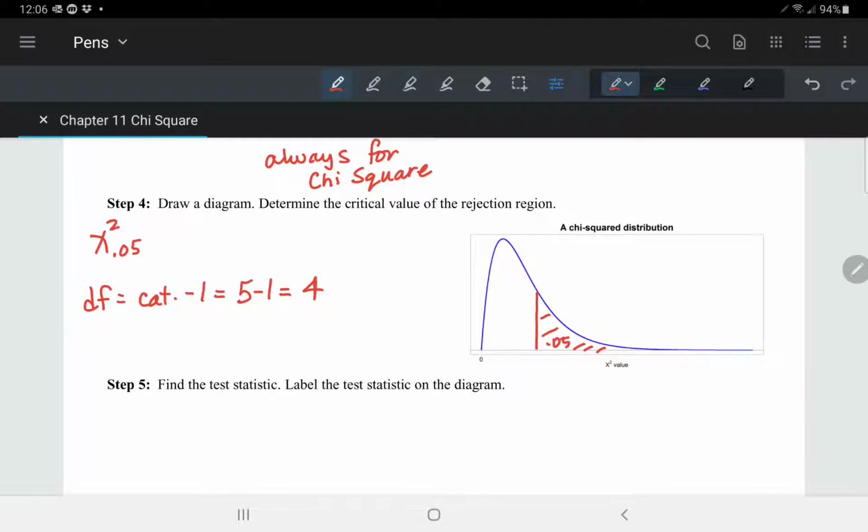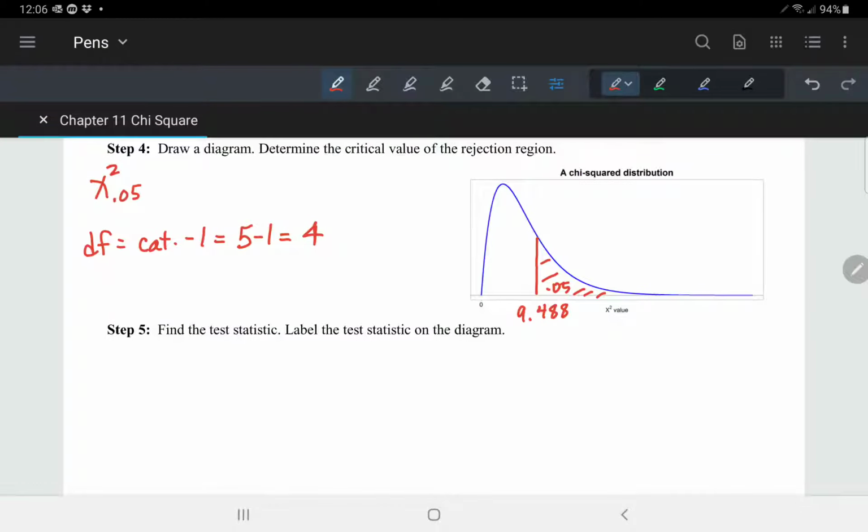So if you look up on our table chi-squared of 0.05 with the degrees of freedom of 4, we get chi-squared is equal to 9.488. To find the test statistic, we're going to use our calculator. So from our calculator, if you follow those steps that were on the other page, into L1, we'll put the observed values 31, 28, 16, 14, and 10. And into L2, we had put the expected values, and these are all 20.